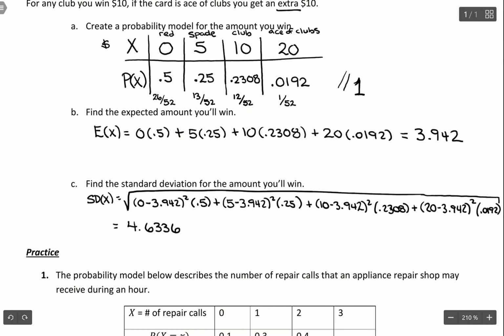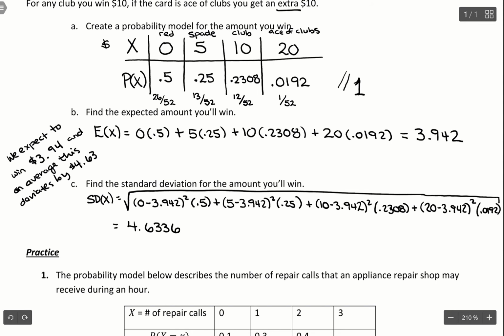So these two values together tell us that we expect to win $3.94, and on average, this deviates by this $4.63. Now this can sound strange because our expected value is actually less than the standard deviation. So we're saying we expect this much, but that can kind of change by 4.63.